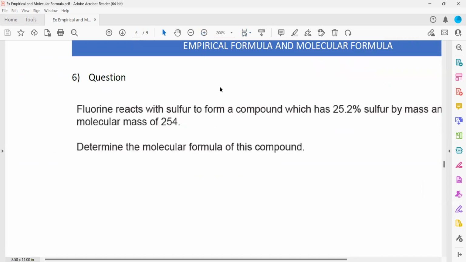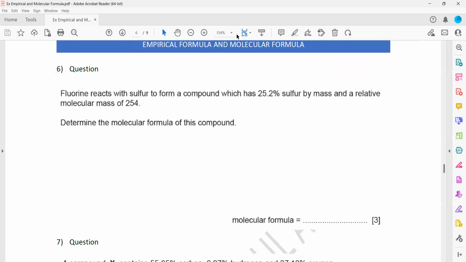Then fluorine reacts with sulfur to form a compound which has 25.2% sulfur, and we need the molecular formula. But to get the molecular formula, you need the empirical formula because you cannot get the molecular formula directly, as molecular formula is empirical formula times n. So first we need the empirical formula, then we need n, and then we multiply to get the molecular formula. So first we'll find the empirical formula.